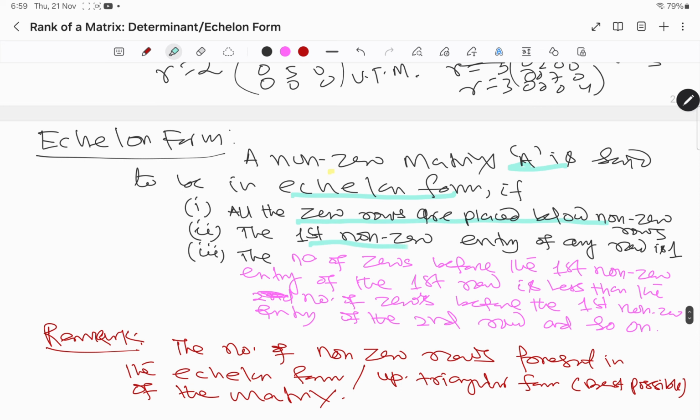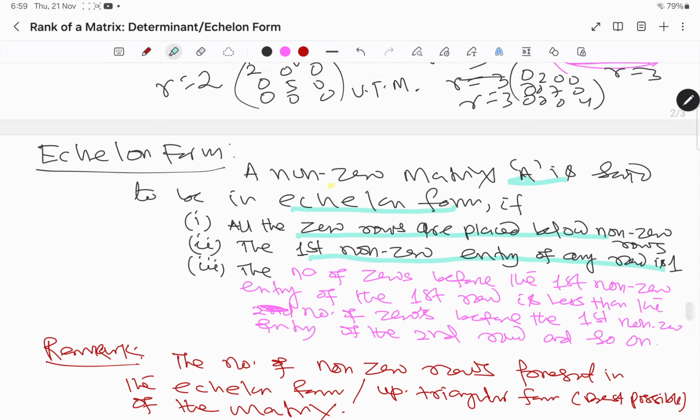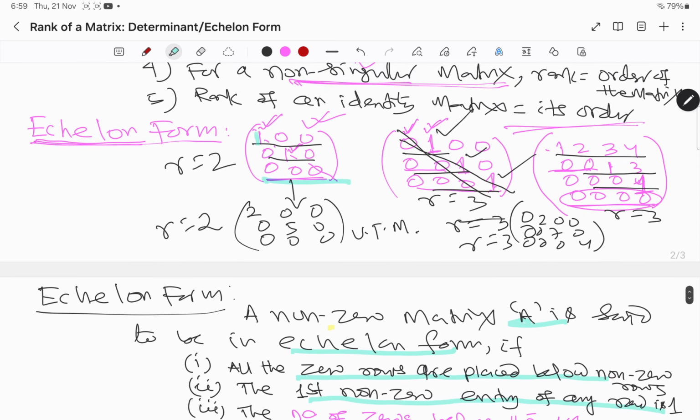Then the first non-zero entry of any row is 1. You see, the first non-zero entry is 1 here. The first non-zero entry of any row is 1 here. You see, the first non-zero entry of any row is 1 here.